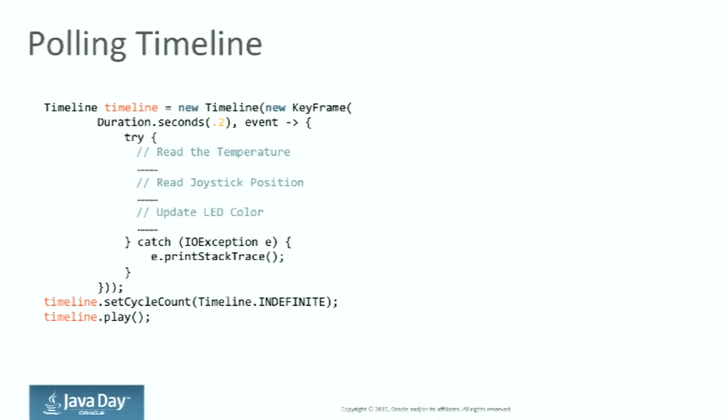Every 0.2 of a second, it's going to run through and do a series of jobs. It's going to read our temperature sensor, check the position of the joystick, and then update the color of the LED. And that's just going to run indefinitely for the length of the running program.